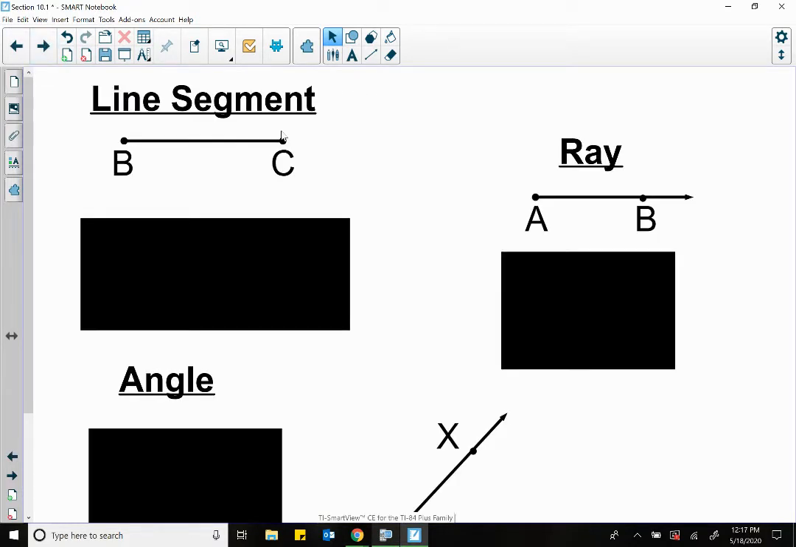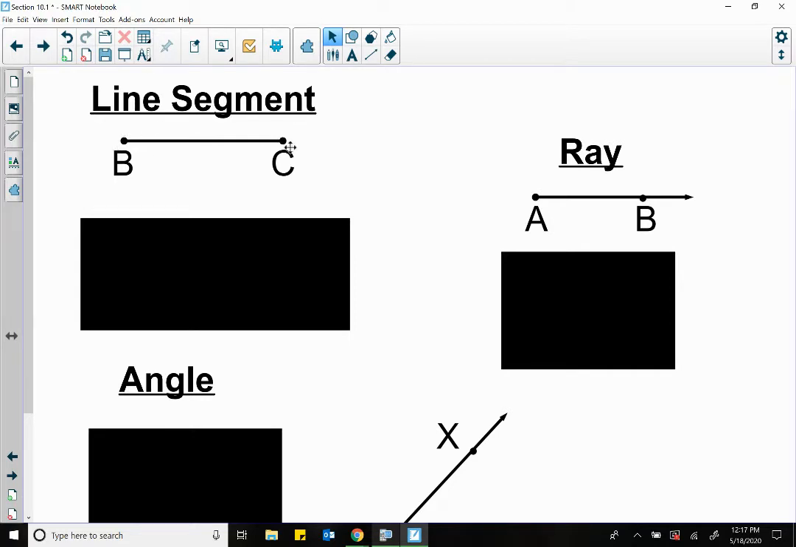Okay, so for instance, a line segment. The definition of a line segment is that it is a line with 2 terminal points. So you can see that my line has a length.